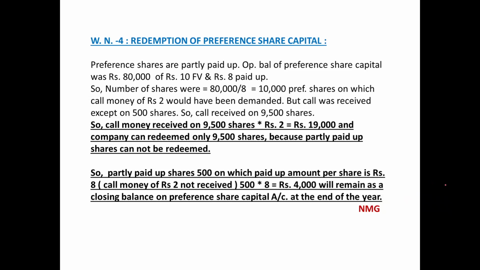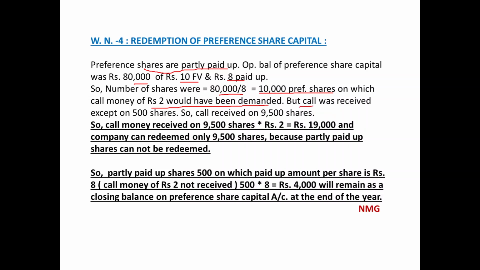opening balance was 80,000, preference share capital of rupees 10 each and rupees 8 paid up. So preference shares are partly paid up. Opening balance 80,000, face value 10, 8 paid up. So the number of shares can be decided by 80,000 divided by 8, 10,000 preference shares, on which, as per instruction, final call was demanded of rupees 2. So rupees 2 call would have been demanded.